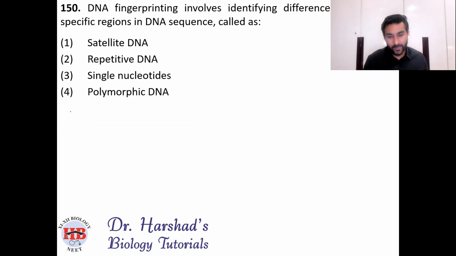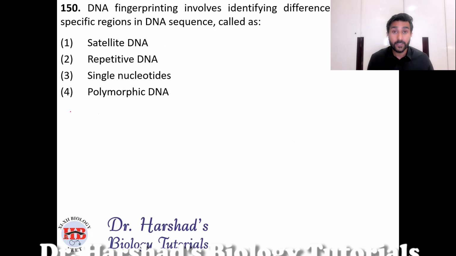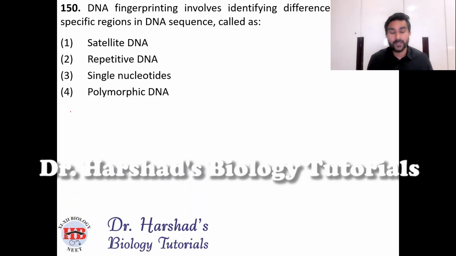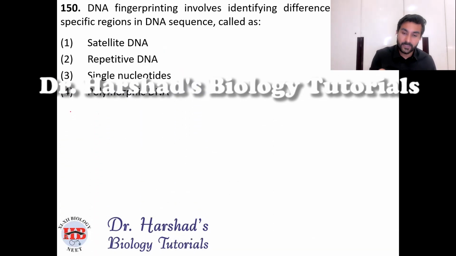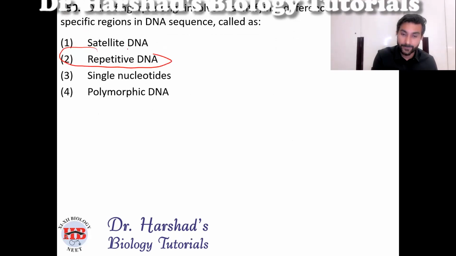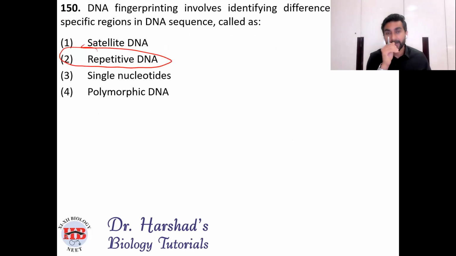We go to the next question, the last question of part 1. DNA fingerprinting involves identifying differences in some specific regions of DNA sequence. Now, this was the sequence which was called VNTR, variable number of tandem repeats. So these were the repetitive DNA, which was helpful as the basis which Alec Jeffreys used for DNA fingerprinting. So our answer in this case would be option number 2, that is repetitive DNA.